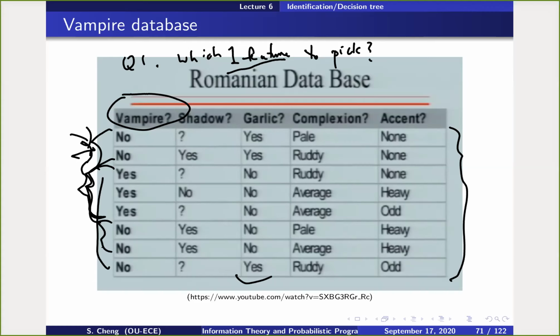So if I use this feature to classify vampires, what was my choice here? It looks like if someone is not afraid of garlic, I would detect them as a vampire, right? And if they are afraid of garlic, then I will assume it's not a vampire. So just from the training data here, just count the error rate here.